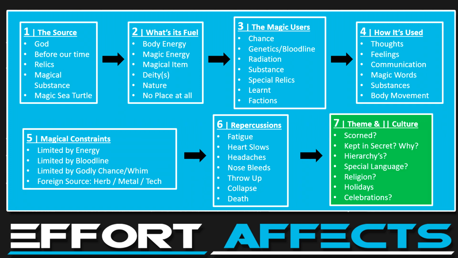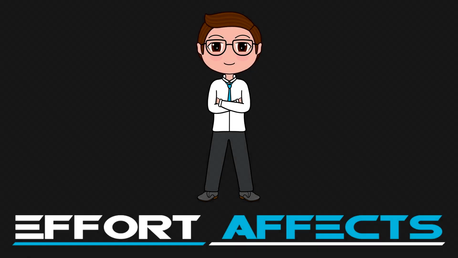Is it kept secret? If so, why? Are there hierarchies? Do they wear special clothing? Have they got certain tattoos? Do they have special language, religion, holidays, celebrations, special place they all live? You have to consider all of these. So using my 7 steps, let's make a hard system example.